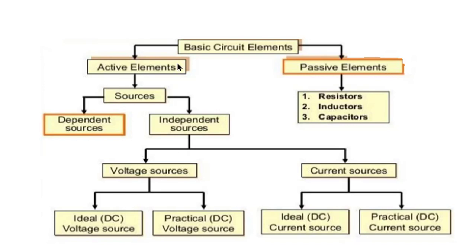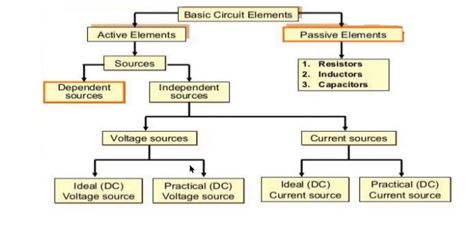Next, coming to the active elements, they are like voltage sources, current sources. Again, these sources are divided into two parts. One is called dependent sources, the other is independent sources. So let me consider first independent sources. Under independent sources, we find two categories, voltage sources and current sources.